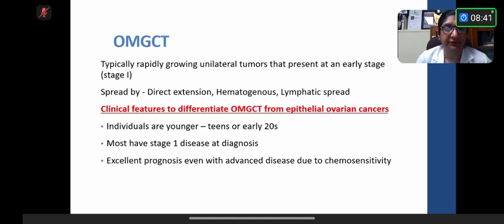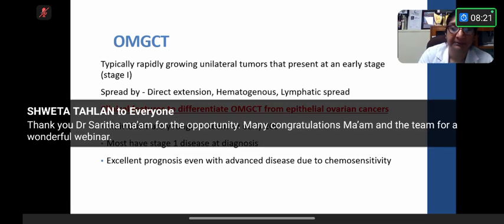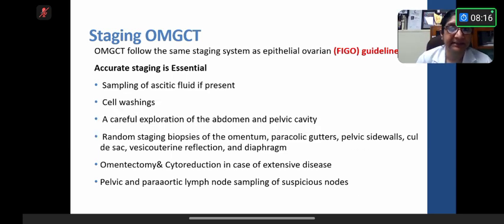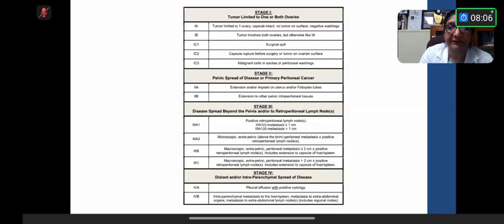extension, hematogenous, or lymphatic. One should remember how to differentiate between the ovarian malignant germ cell tumors and the epithelial ovarian cancers. So we know that it is found in young females. Mostly they are stage 1 disease at diagnosis, and they always carry an excellent prognosis because most of them are chemosensitive. Staging is similar to the one which has previously been described, that is the FIGO guidelines, and how to go about the surgical staging has already been spoken. So I'm going to skip on this. This is again the FIGO staging.